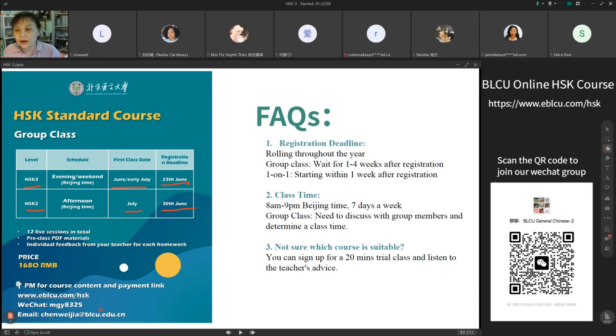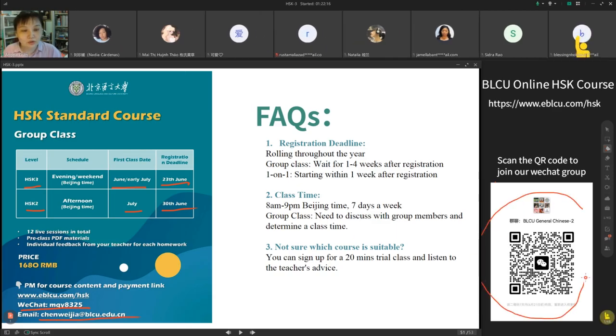So please register if you want to study for HSK2 before the end of this month. Okay, so once again, this is my WeChat ID and this is my email. This is our QR code for the WeChat group. You can take a picture of this page, or you can just scan the QR code to join our WeChat group, and we will share information in the WeChat group too.